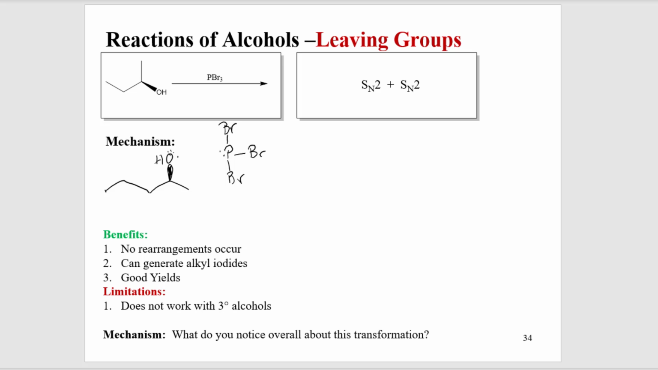Phosphorus, if you recall, is like nitrogen. It's in group 5. It has 3 bonds and a lone pair. However, with these 3 bromines around it, the dipole of it's trigonal pyramidal, not trigonal planar. And so it has a dipole moment, and that phosphorus is electrophilic because of all the electron withdrawing bromines pulling electron density away from it. So our positive phosphorus is going to undergo an SN2 with the oxygen. Okay, so here's our first SN2.